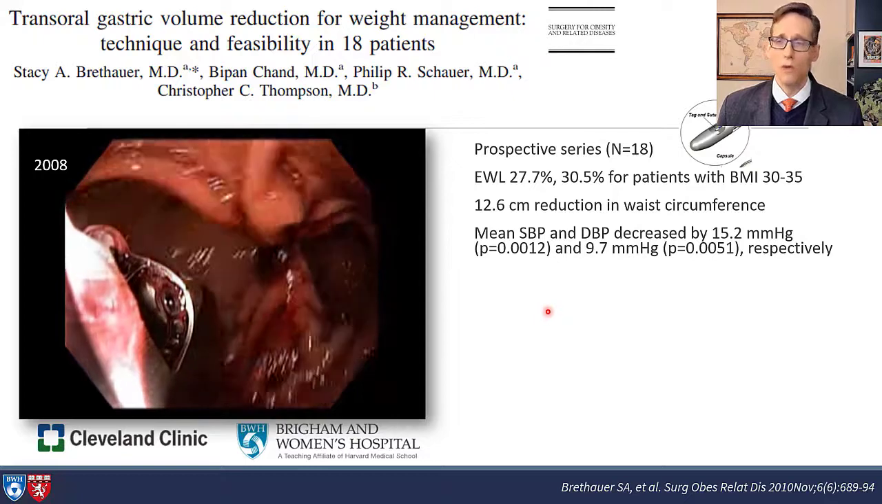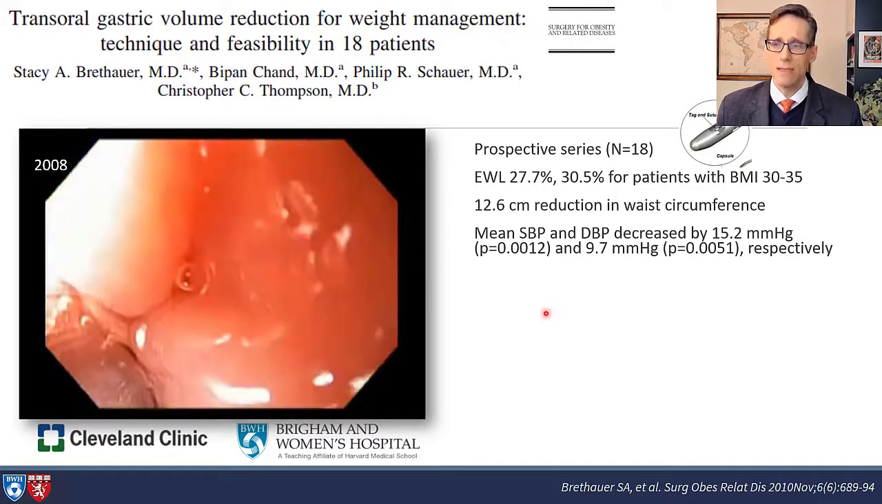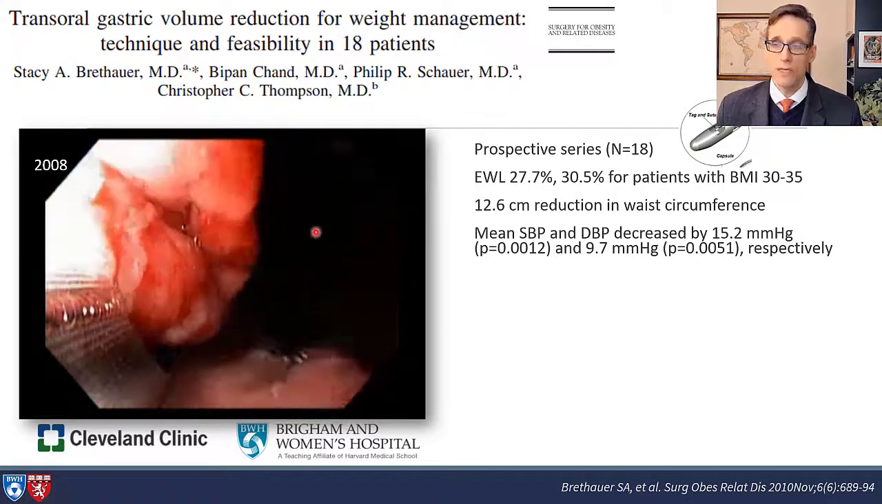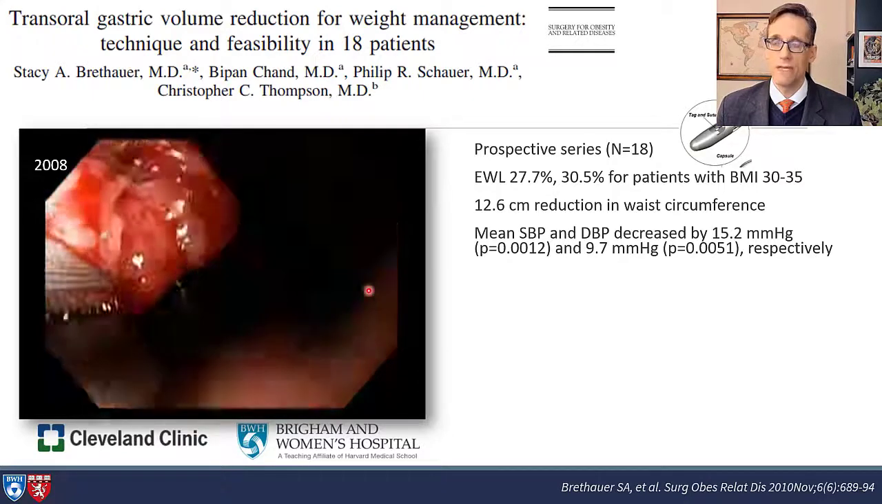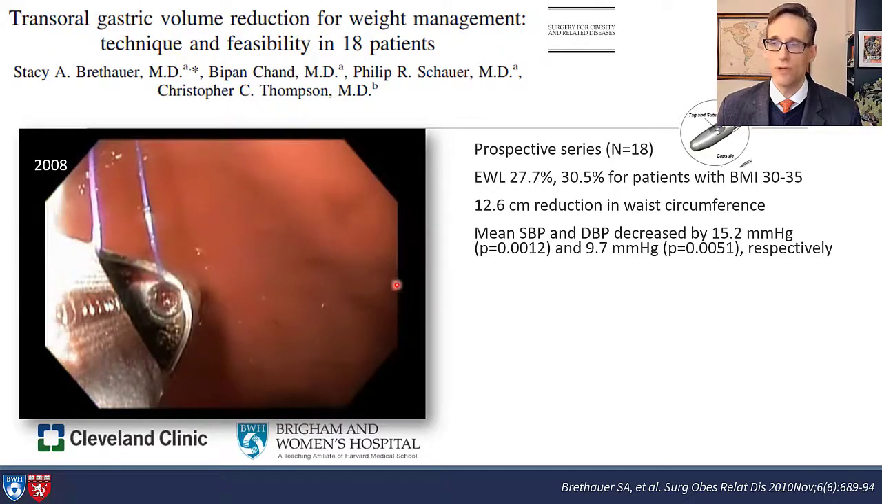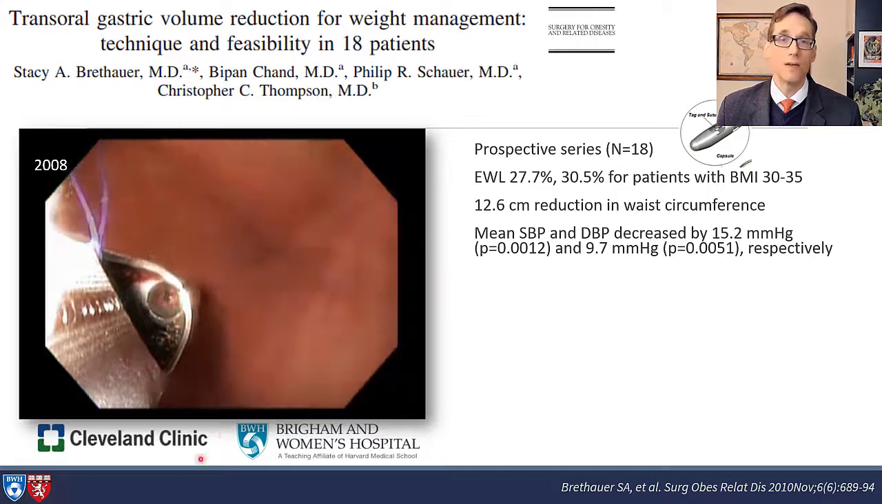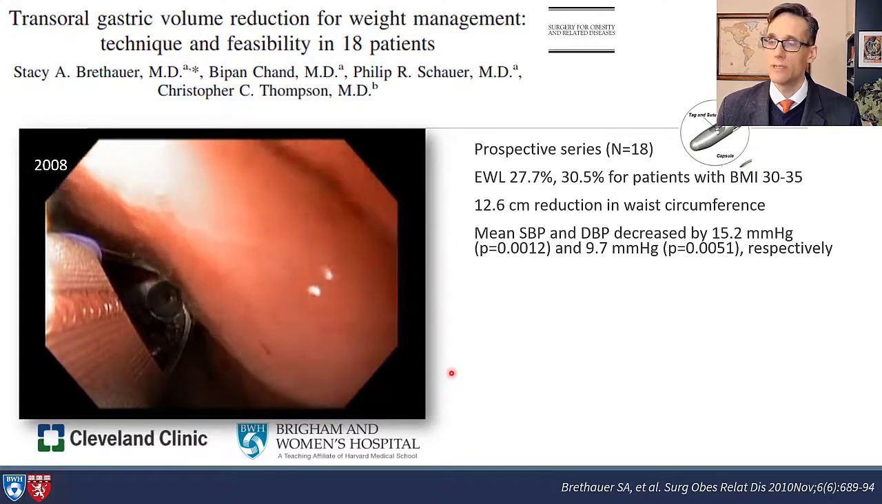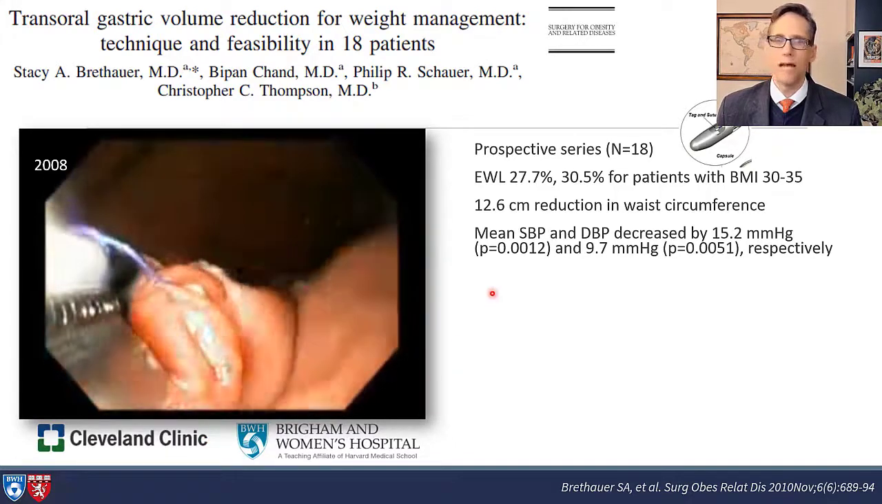This is one of our early studies back in 2008, looking at this approach, which evolved into ESG. It's a very similar pattern using running sutures along the greater curvature. And we worked together with the Cleveland Clinic group on this, including Stacy Brethauer and Phil Schauer.